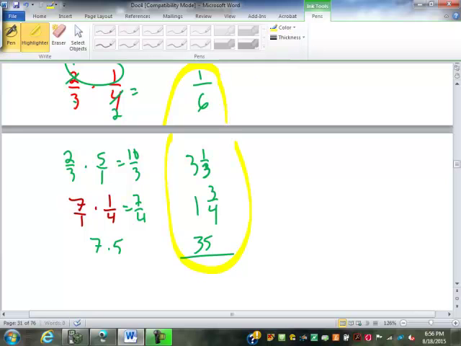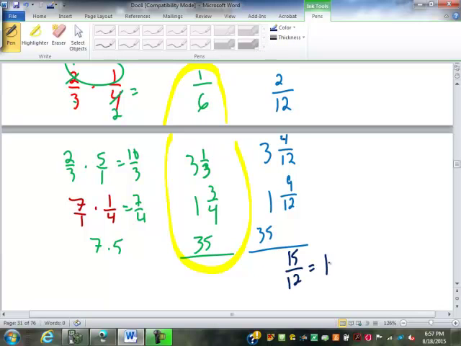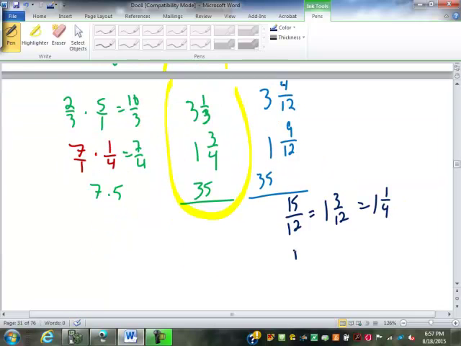To do that, we need a common denominator, which is going to turn out to be, what, 12? So 1/6 is 2/12. 3 and 1/3 is 3 and 4/12. 1 and 3/4 is 1 and 9/12. And then we just have the 35. 2 and 4 is 6, plus 9 is 15/12, which reduces to 1 and 3/12, or 1 1/4. Keep the 1/4. Carry the 1. 1 plus 3 is 4, plus 1 is 5, plus 5 is 10, 0, carry the 1. 40 1/4, we get the same answer.